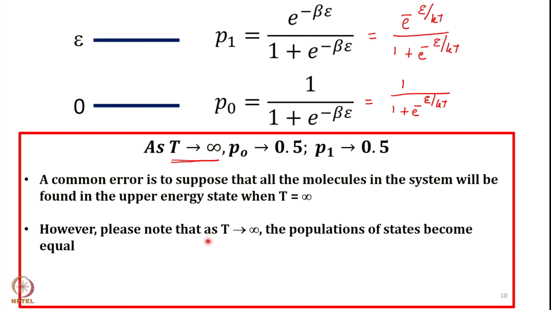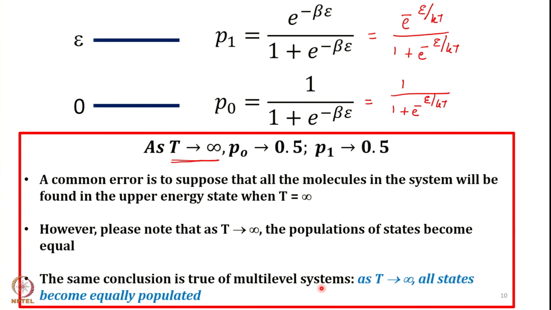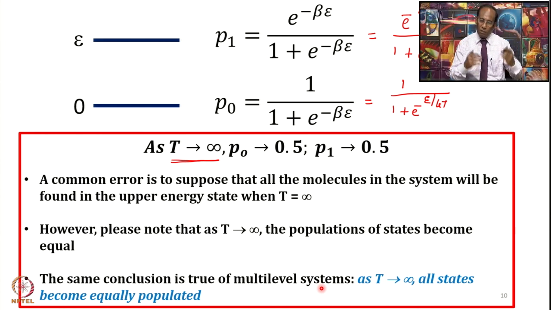However, please note that as T approaches infinity, the populations of states become equal. So, we can generalize that the same conclusion is true for multi-level systems. Here we talk about a two-level system, but the conclusion can be extended to multi-level systems. That is, as T approaches infinity, all states become equally populated. Remember that. It is not that when T approaches infinity, all the molecules from the ground state are populated in the excited state. No. When T approaches infinity, all states become equally populated.